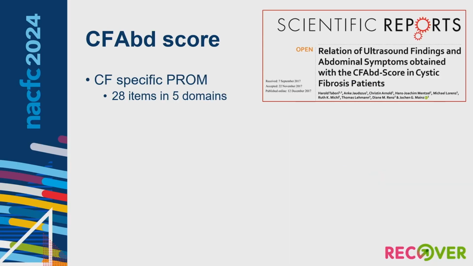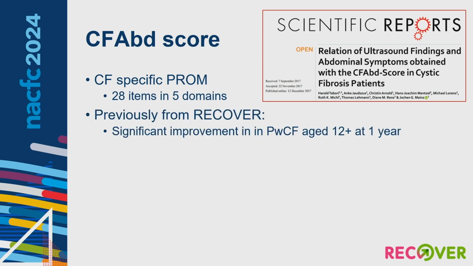So first of all, a little about the score that was devised by Jochen and his team. This is called the CF-ABD score. It's a specific patient-reported outcome measure for cystic fibrosis, and it comprises 28 questions in 5 different domains. And you can see here the first publication in 2017 of a relationship between ultrasound findings and symptoms obtained with this score.